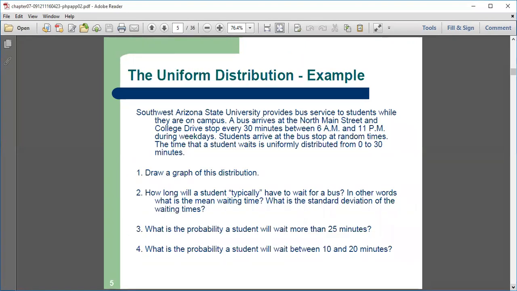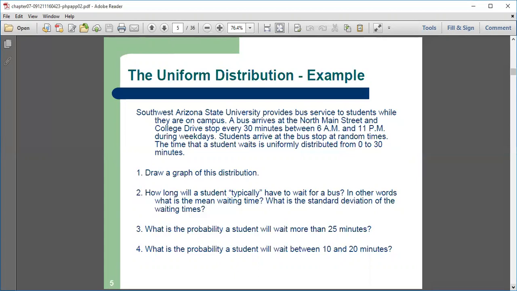Okay, next we have an example relevant to the uniform distribution. First, I will read the example and explain what the requirements are to solve this question. Southwest Arizona State University provides bus services to students while they are on campus. Buses arrive at the North Main Street and College Drive stop every 30 minutes between 6 a.m. and 11 p.m.